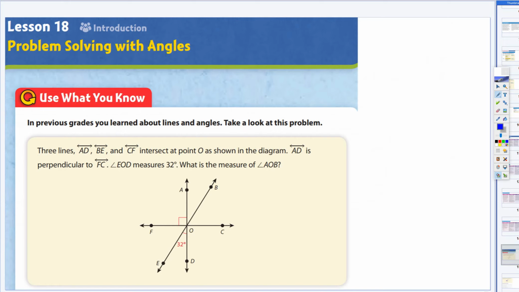Let's use what we know. In previous grades, you learned about lines and angles. Take a look at this problem. I'm going to read this problem first and then break some stuff down, and then we're going to answer some questions.